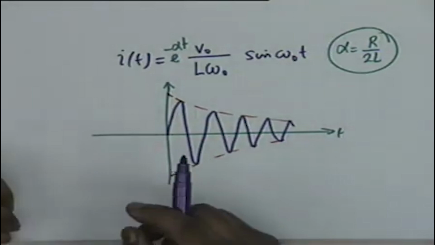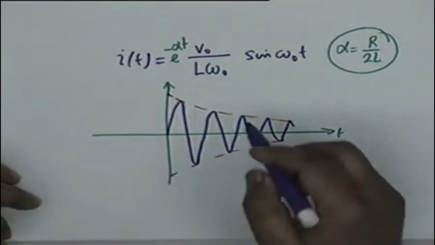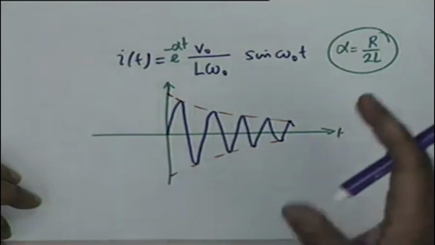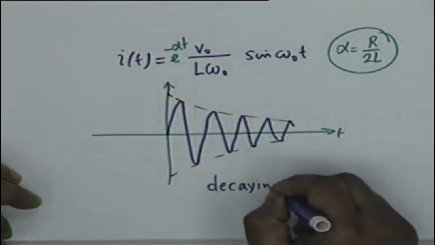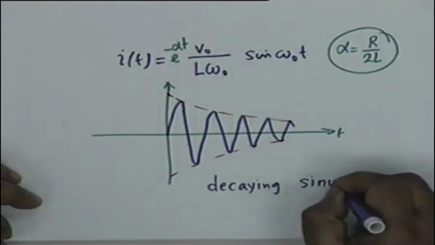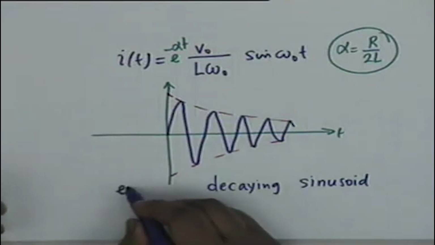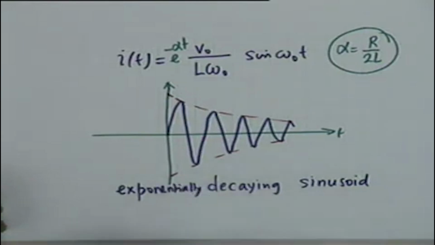It is not exactly a periodic wave, because after one period it does not repeat. The amplitude goes down. So this is a decaying sinusoid. How does it decay? The rule for decay is exponential. So it is an exponentially decaying sinusoid.